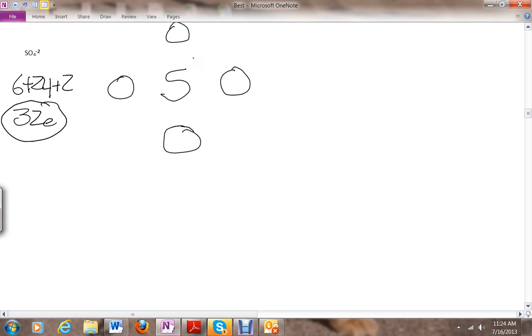So what do you do first? Your single bonds around the central atom, 1, 2, 3, 4, 8. So 32 minus 8 would be 24. So it's going to be 24 electrons.